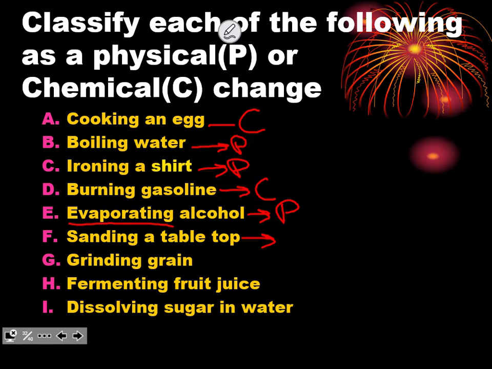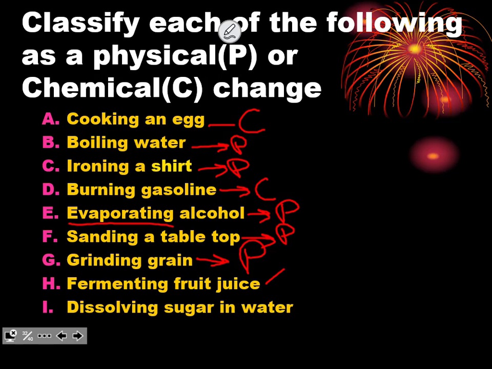Sanding a table, all right. That's just getting the rough edges out, right? So we're not changing it. We're not changing the wood on a chemical level. We're just changing it on a physical level. Grinding grain to make bread, right? Do we change the grain, the shape of it? Yes. Do we change what it's made up of at its atomic level? No. All right? So, physical change.